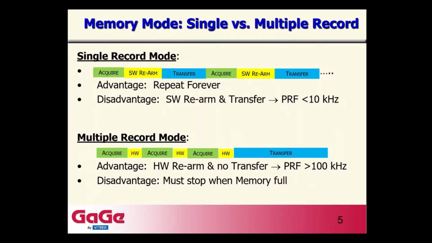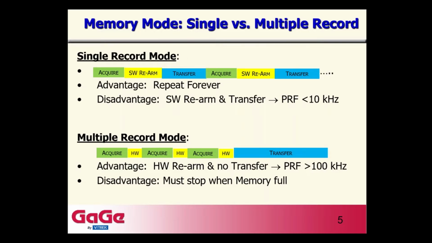Just to delve a little deeper into the single record versus multiple record case, if you had a repetitive waveform, you could capture it in single record mode, where you acquire, rearm the card from software, and then transfer the data, and then do that repetitively in a loop. You could do that all day. You could do that forever. That is the advantage of single record mode. The disadvantage, however, is twofold.